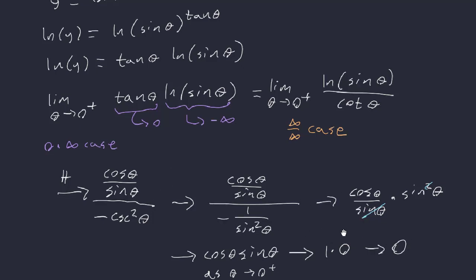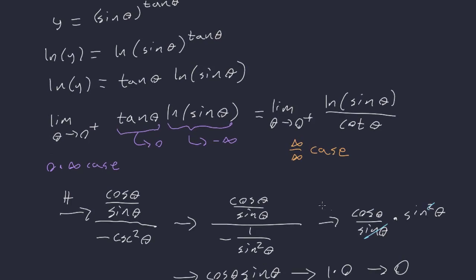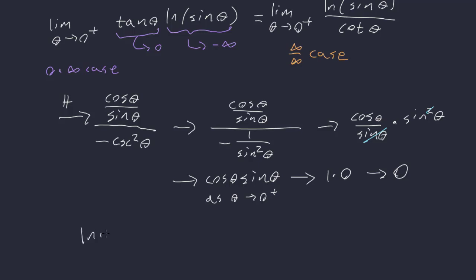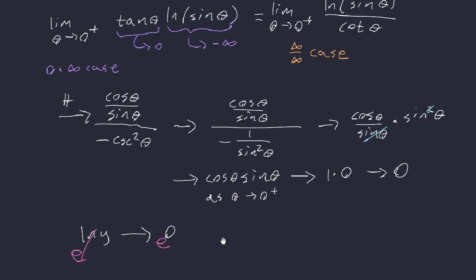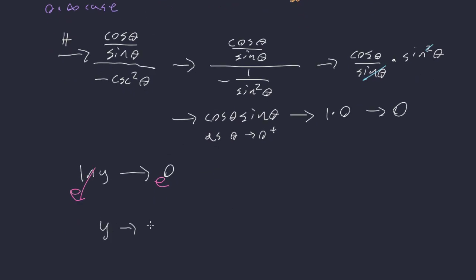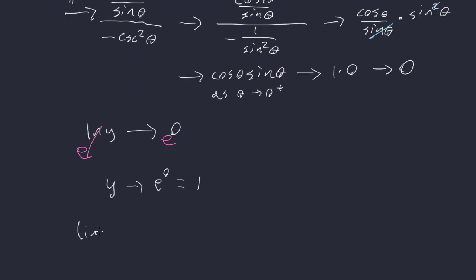Now, it's always tempting to say that we're done, but remember, we're looking at natural log of y. So natural log of y we found goes to 0. So when we introduce our e's, this tells us that y itself is going to e to the 0, which is 1. So that tells us that the limit as theta goes to 0 from the right of sine theta raised to the tangent of theta is 1.